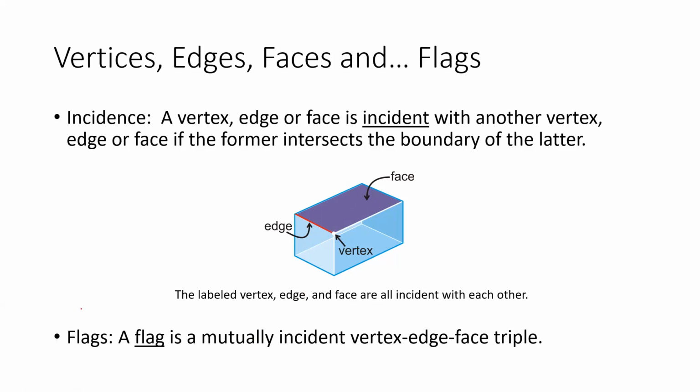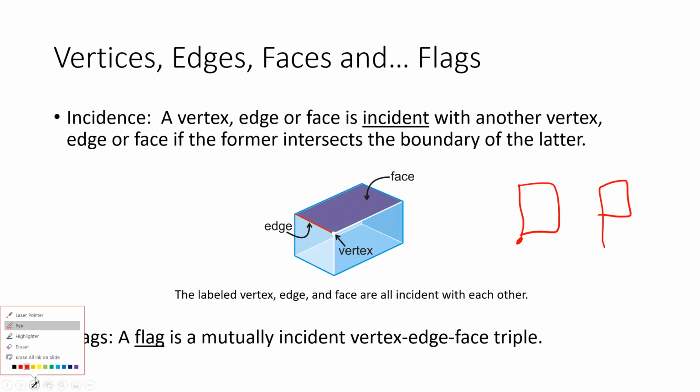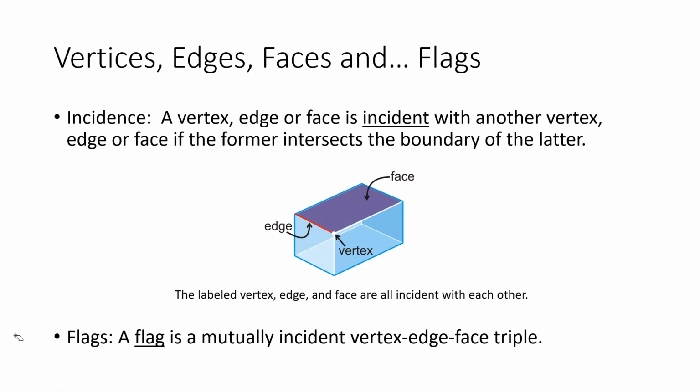And the reason we call them flags is because if you consider a vertex, an edge, and a face, it looks like a flag, right? So that's the notion of a flag. And for any map, you have a bunch of flags on your surface.